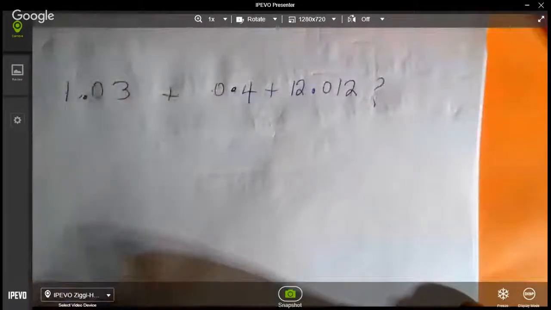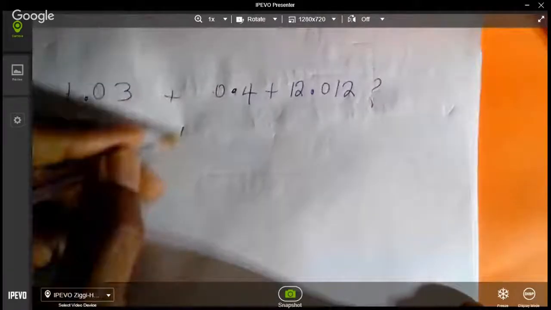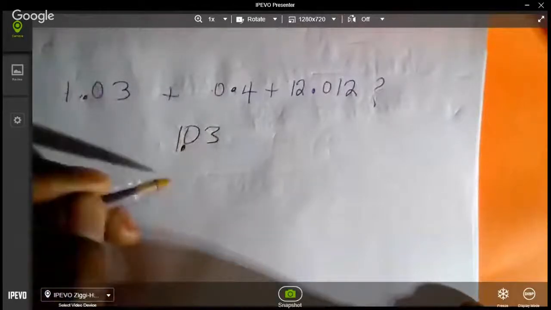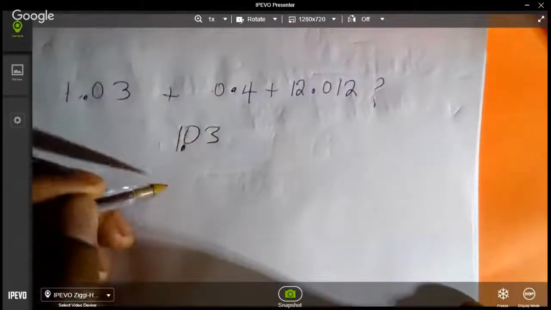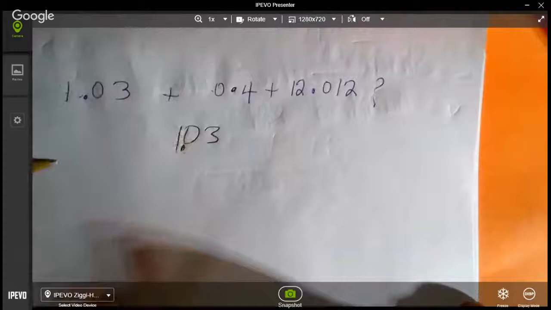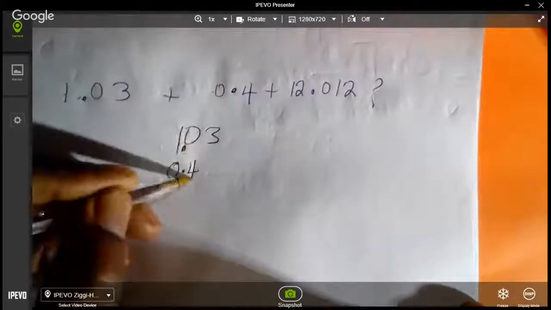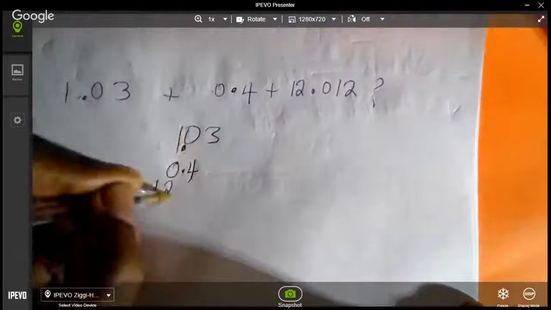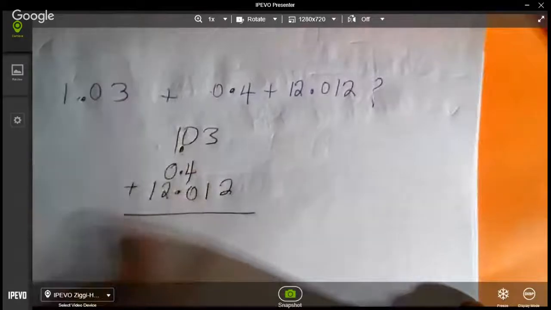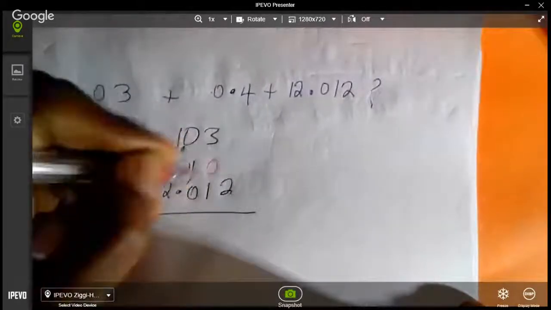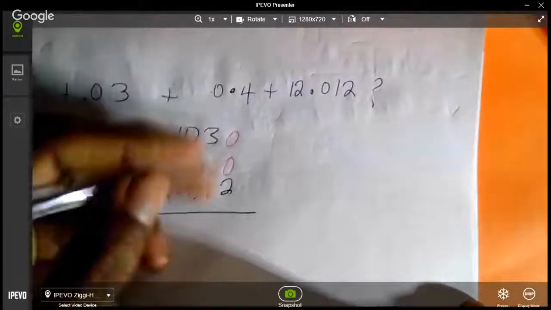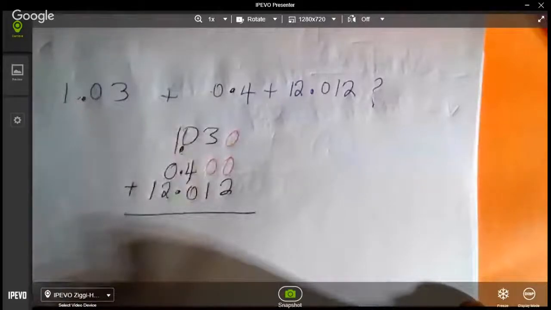Sir, the decimal point, and this is only digit numbers, placeholders. We can fill in placeholders as we go. So this would be 1.03. We're going to have 0.4. Then we're going to add 12.012. Need placeholders? Need one here. Yes, sir. 1, 2. All right. Let's see if we can add this. What do we get here?